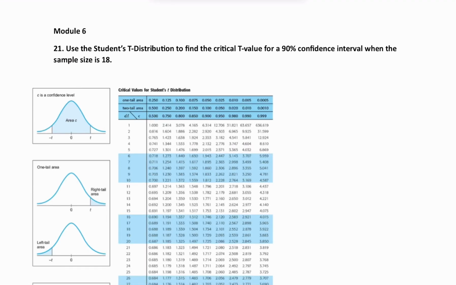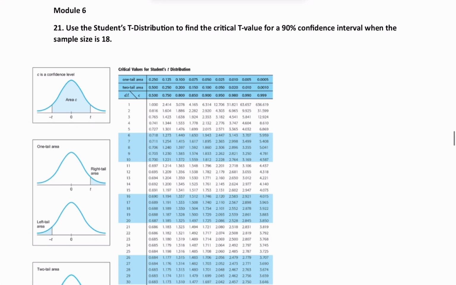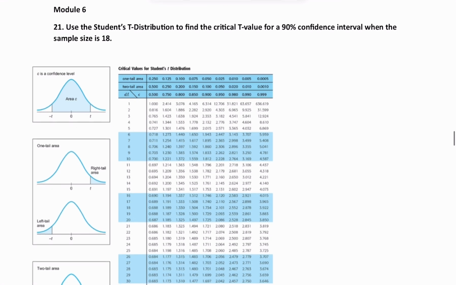All right, so we're going to move on to Module 6 for our final exam review on the focused questions from the study guide. Here it says, using a student's t-distribution for question 21, find the critical t-value for a 90% confidence interval when the sample size is 18.